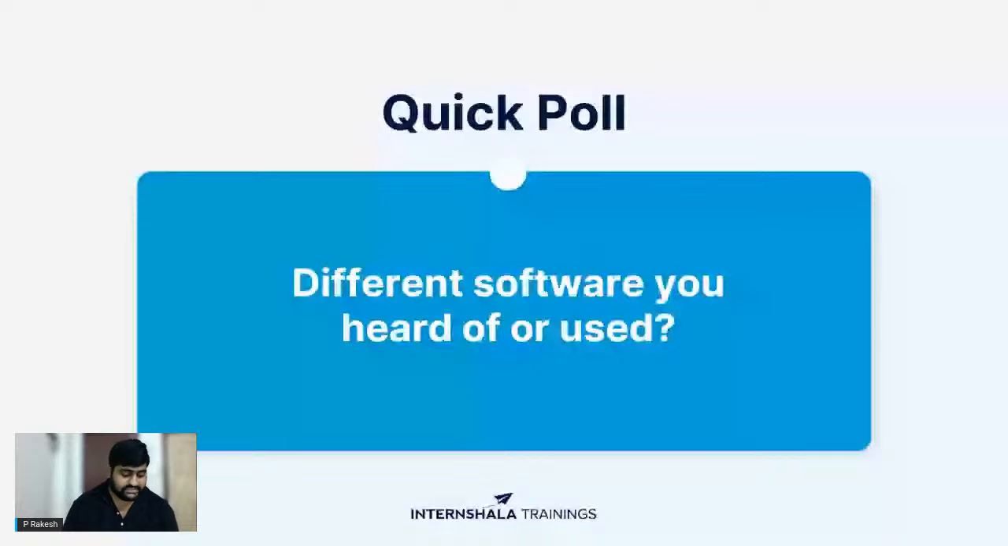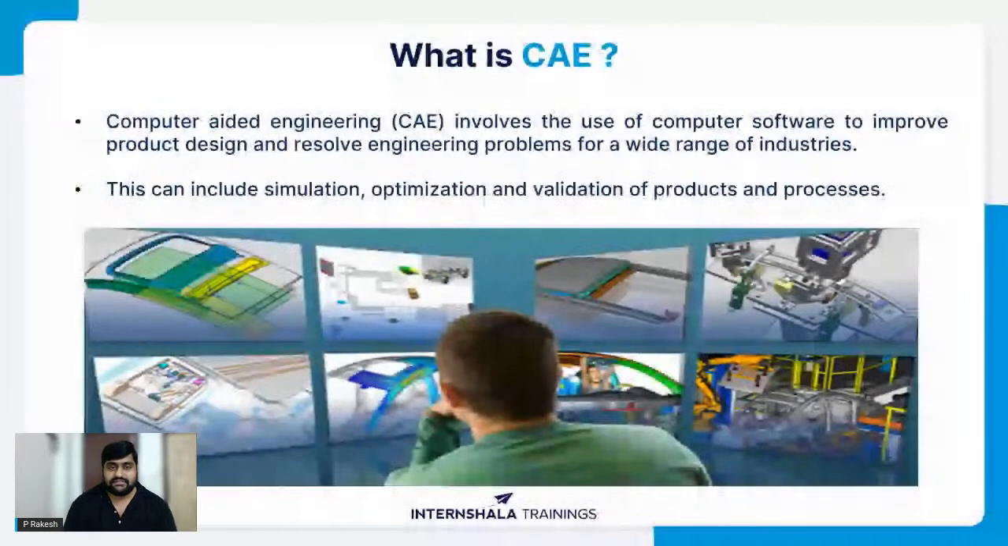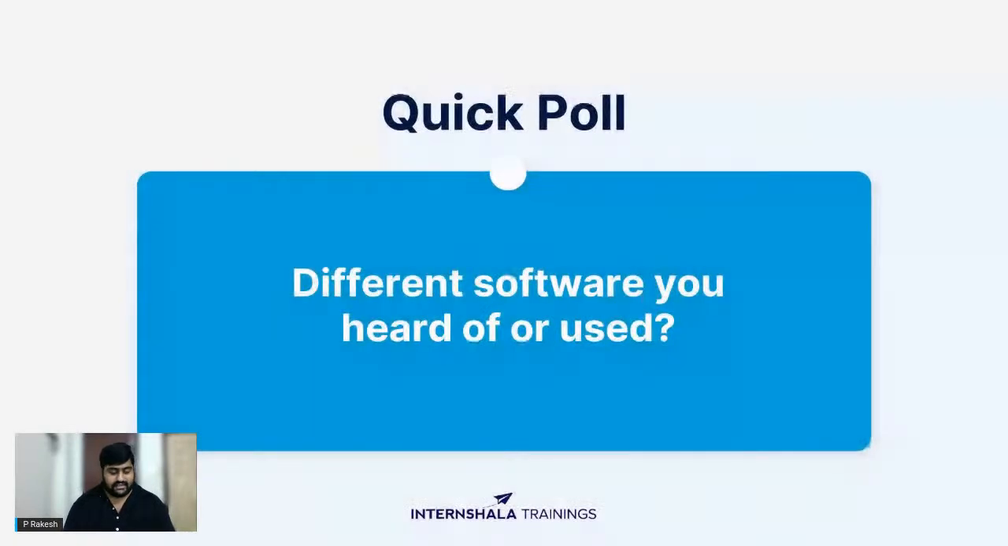So I have a question. If I go back, see here, according to this definition, any software which we use for resolving engineering problems can be easily qualified as computer aided engineering software, right? So is MATLAB a CAE software? Can anyone answer this question? Is MATLAB a CAE software?